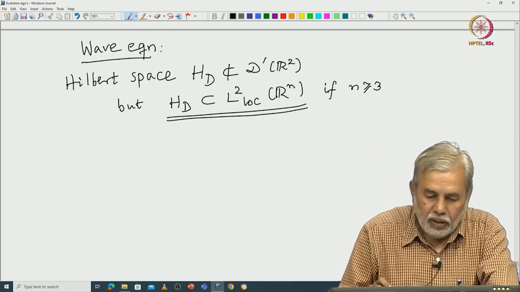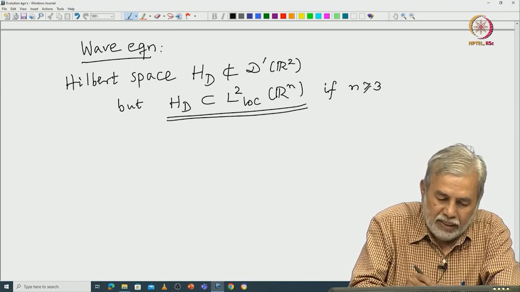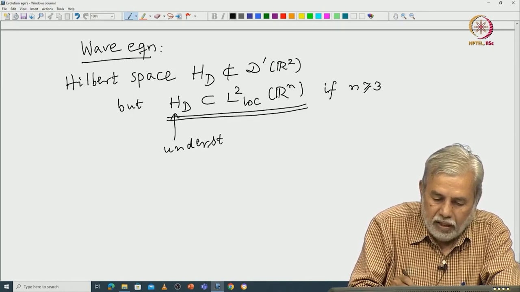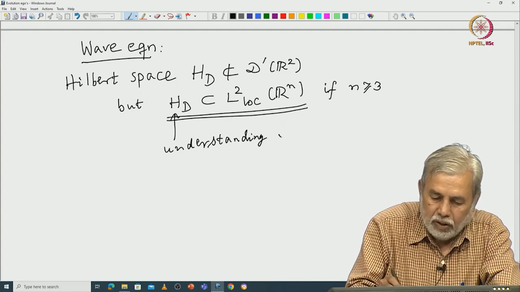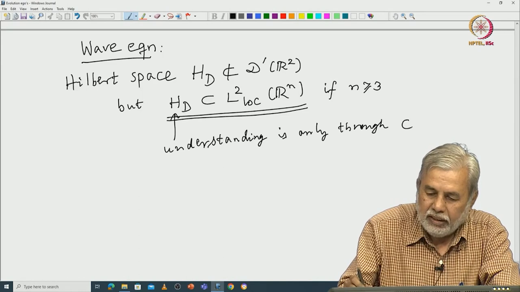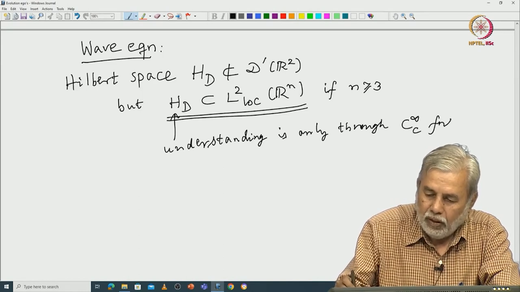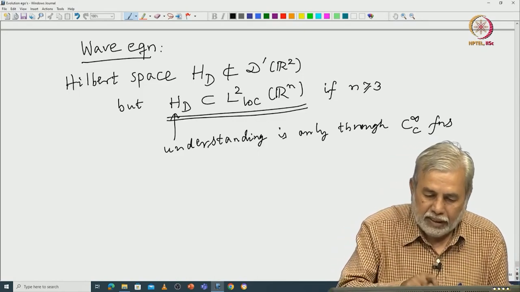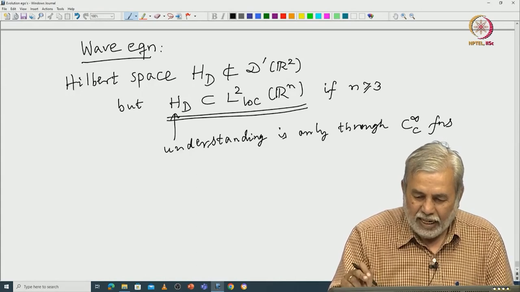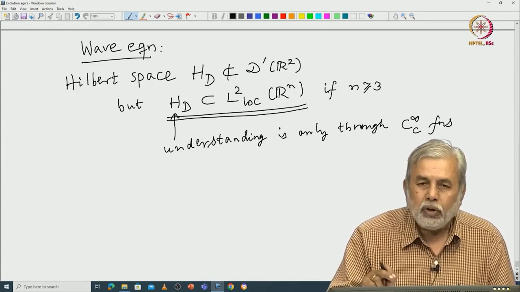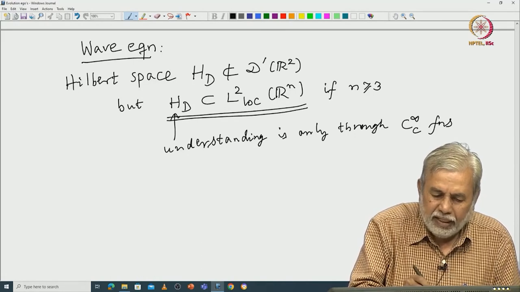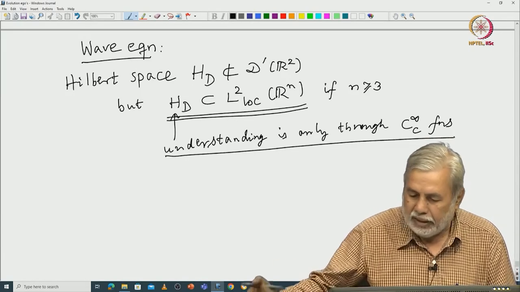Again, just remember that our understanding of this space H D is only through these smooth functions, C C infinity functions. This H D is the completion of the space C C infinity in that Dirichlet norm. The difficulty arises because that norm does not contain the L 2 norm of the function. So, you have to really sit down and try to understand this space H D. It is somewhat difficult.